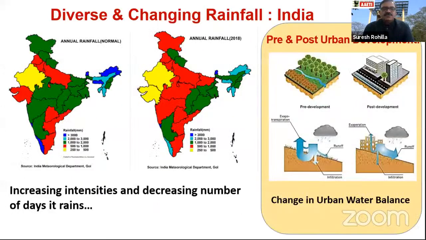Over the past few years, we have seen increasing intensity of rainfall and a decreasing number of rainy days in India. Across Global South cities, similar changes are being noticed with climate change. In cities, pre and post development, there is increased runoff. There is also an impact on groundwater: the natural replenishing capacity of the surface is reduced and groundwater is depleted. This is one of the phenomena observed.